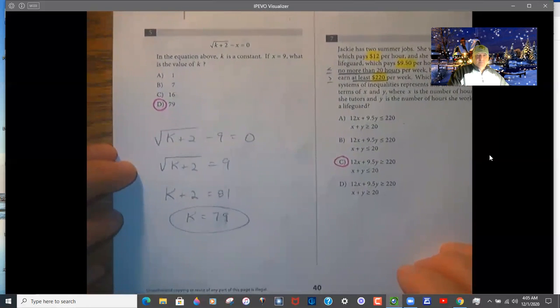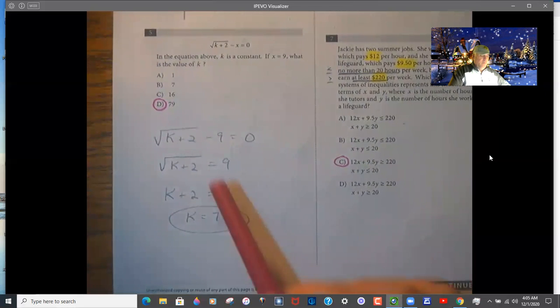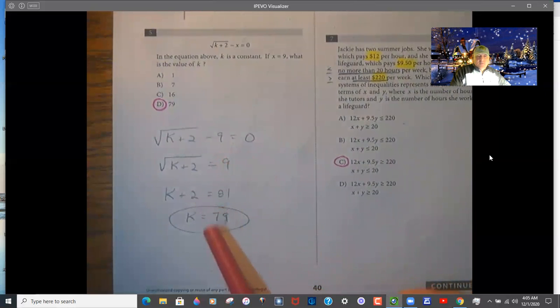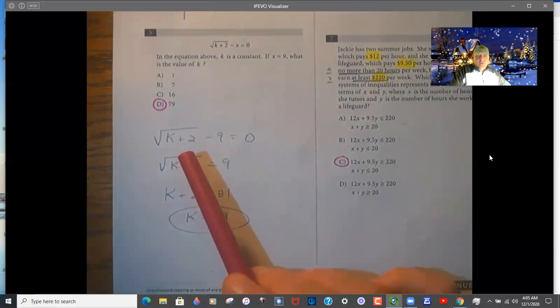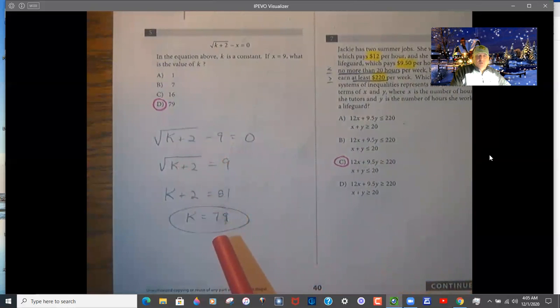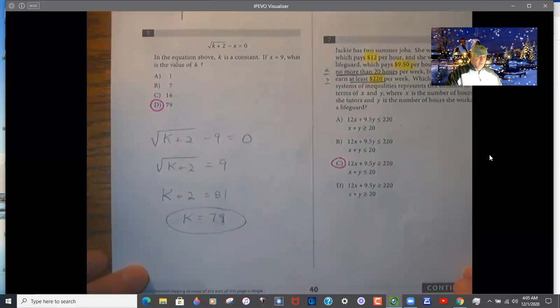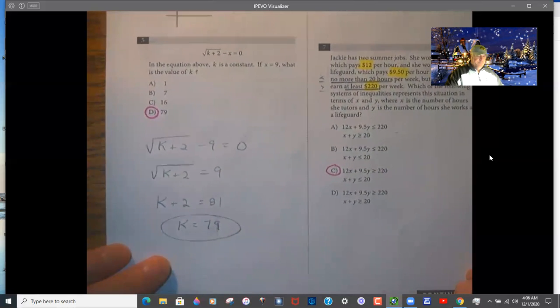Problem 5. So we're letting x be 9 and then solving for k. So add 9 to both sides, square both sides, subtract 2, and just make sure you double check that back in. Sometimes you can get extraneous roots when you're squaring both sides, and that does check back in.